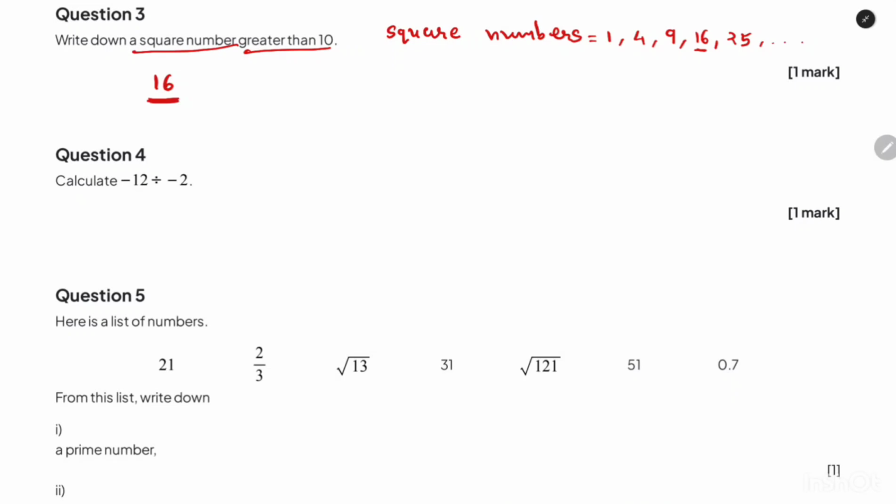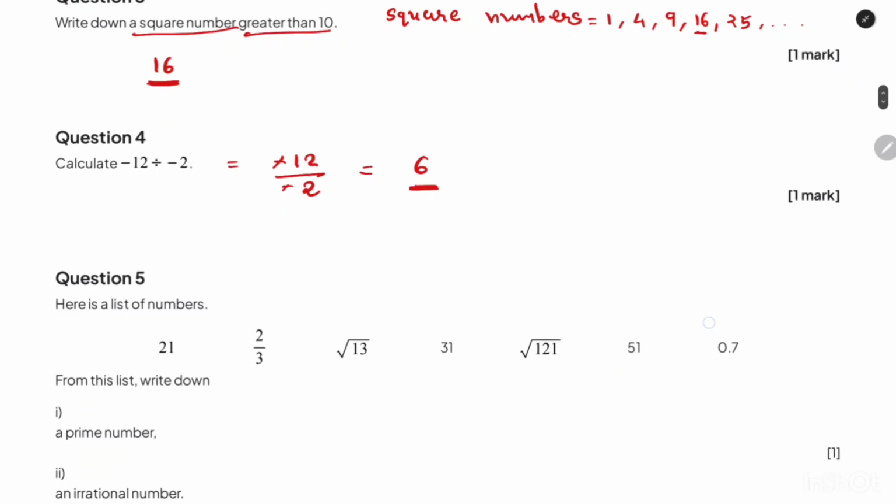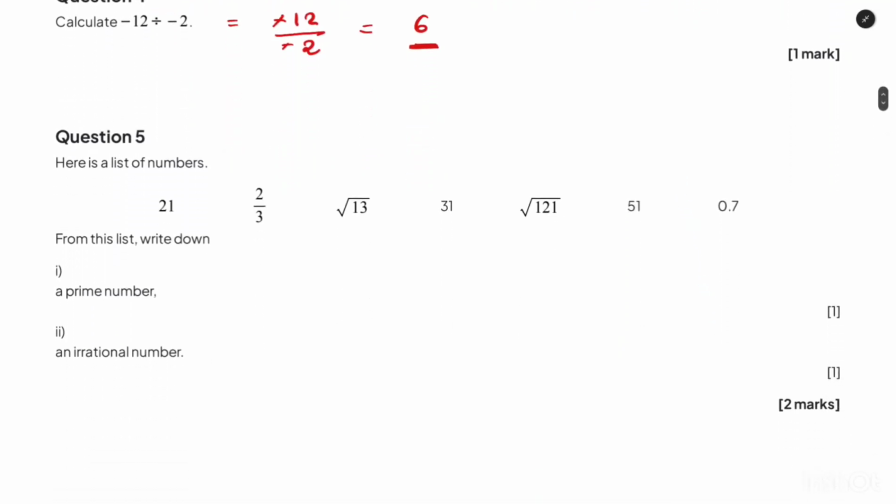Then calculate negative 12 divided by negative 2. So first of all, if you divide negative by negative, the answer must be positive. So the negatives cancel, and 12 divided by 2 is nothing but 6. So your answer is positive 6. Clear?